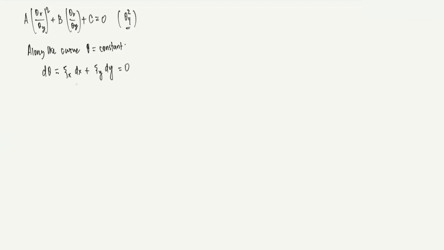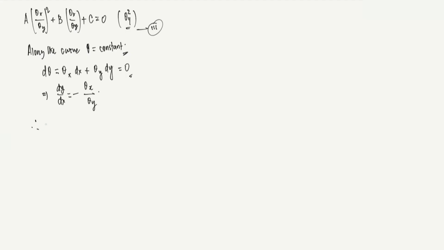Theta is a function of x and y, so d theta is del theta del x dx plus del theta del y dy, and that is going to be 0. Along this curve theta equals to constant, d theta is 0, because the differential is 0. That will imply that dy by dx is nothing but minus theta x by theta y. Clear? Now if I replace this dy by dx in our equation 3, what do we get?